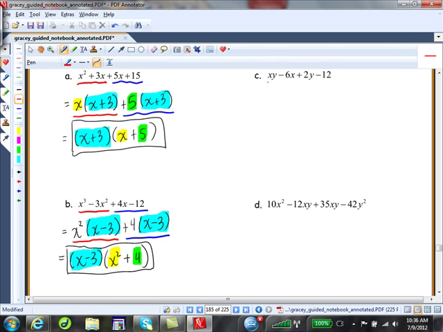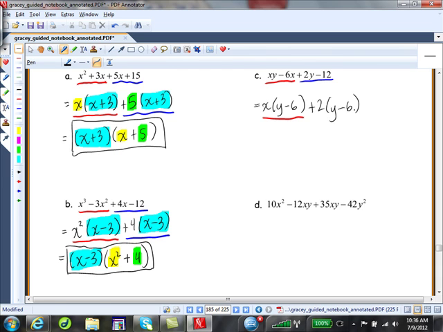Again, we have our red group and our blue group. So here we go. Do you see we can factor out an x from the red group? x times y equals xy, and then minus x times 6 equals minus 6x. So this is our red group. And then our blue group, we factor out a positive 2, and we're left with, good, y minus 6.